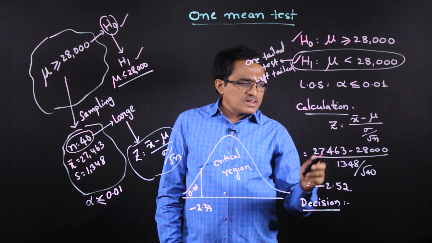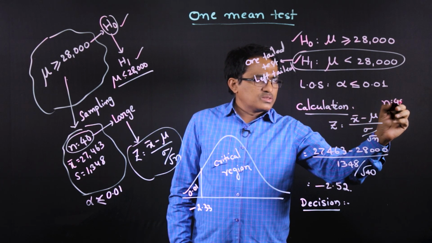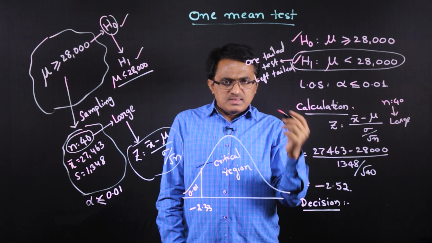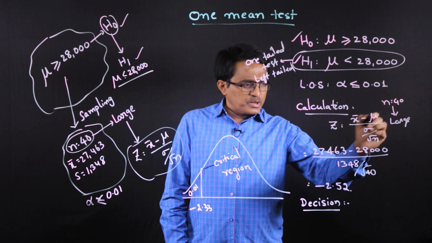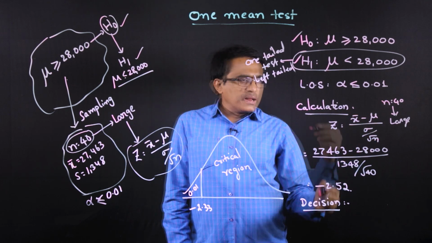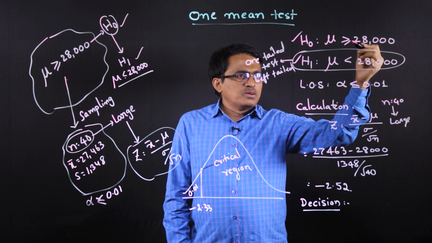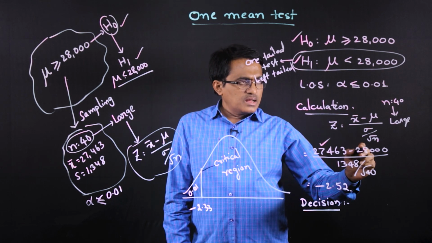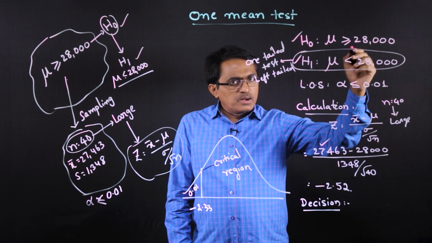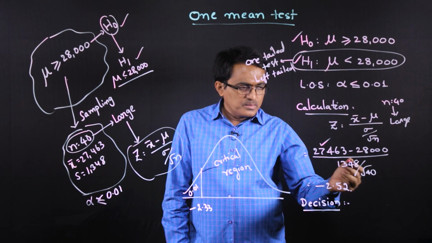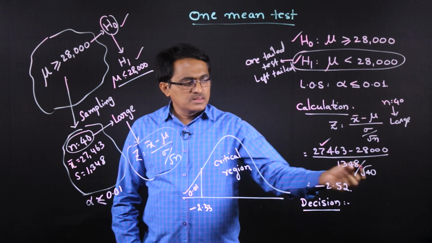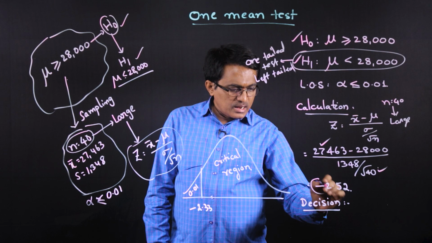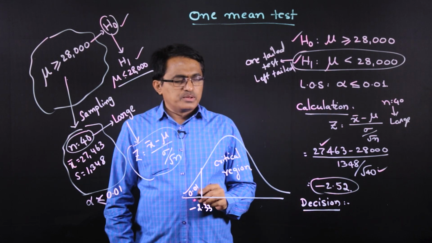Because the size of the sample n equal to 40 is a large sample, we have to use the z distribution or z statistic, that is z equal to x bar minus mu by sigma by root n. Now plug in all the values: x bar, the mean of the sample, is 27,463, then mu, the mean of the population, sigma, the standard deviation, and n, the size of the sample. Then the calculated value we get is minus 2.52.